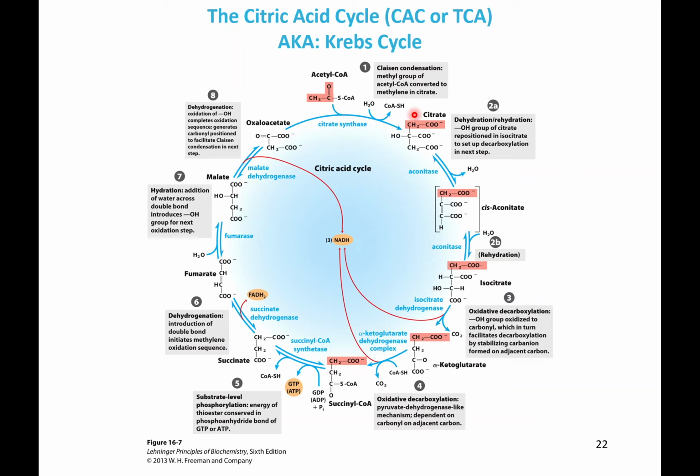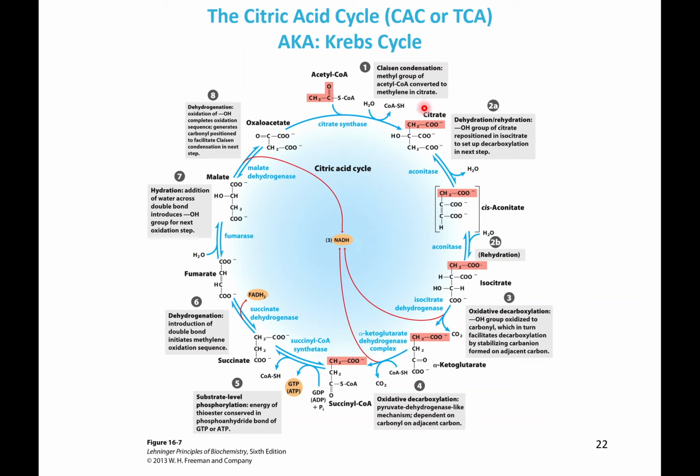We're going to be talking about each of these steps individually, and there are 8 steps in the citric acid cycle. Step 2 is sort of broken down into two steps, 2A and 2B. For the purposes of this class, I think you don't necessarily need to know that there's an intermediate called cis-aconitate.